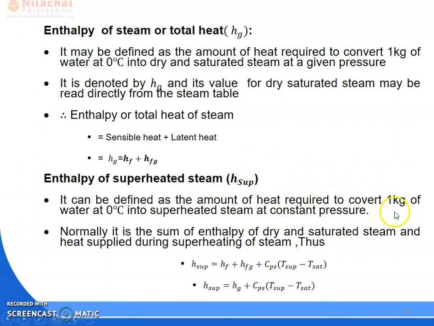Here mass is equal to 1 kg. So that is Cps. What is the temperature difference? T superheated minus T saturated. So that is equal to hf plus hfg plus Cps into (T superheated minus T saturated). What is hf plus hfg? That is your total heat content, hg.